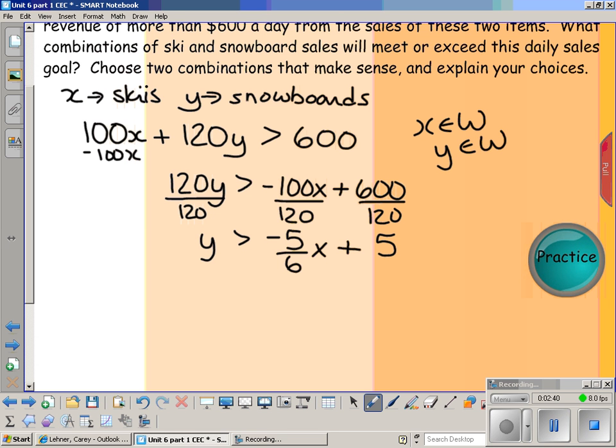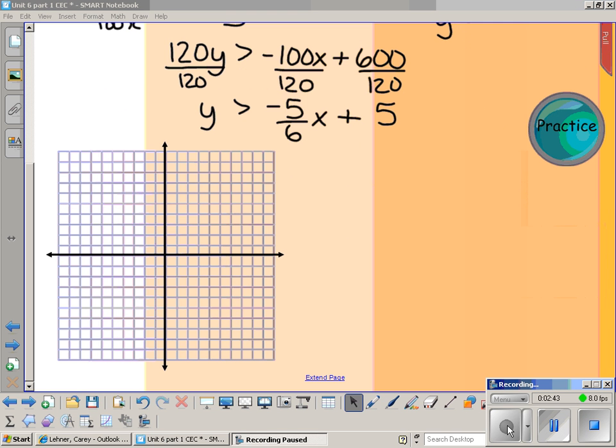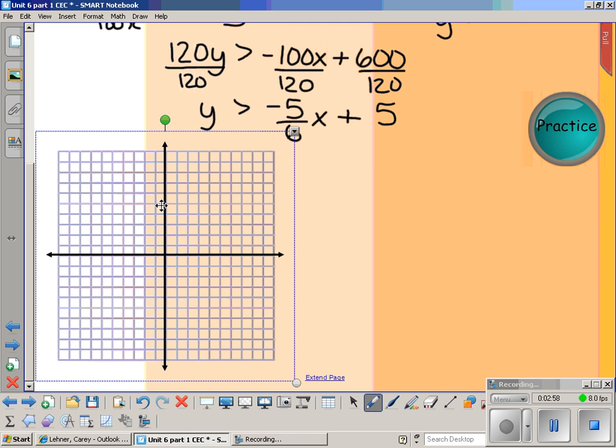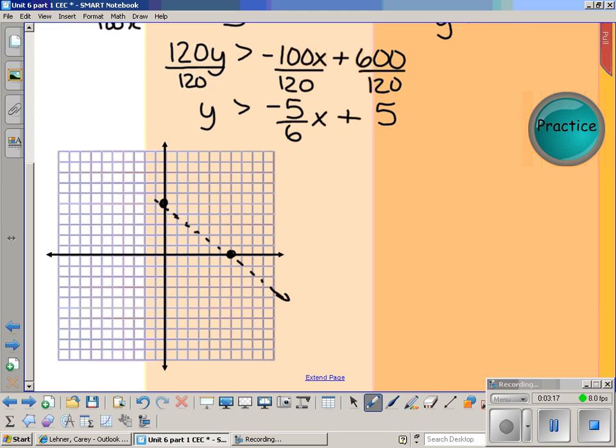So now we can graph this. We have to remember we are dealing with discrete data and there is no equal sign, so we are going to be drawing a dashed line. We start with the y-intercept, which is 5. Then we have a rise of -5 and a run of 6, so we go down 5 and to the right 6. And we join these using a dashed line.